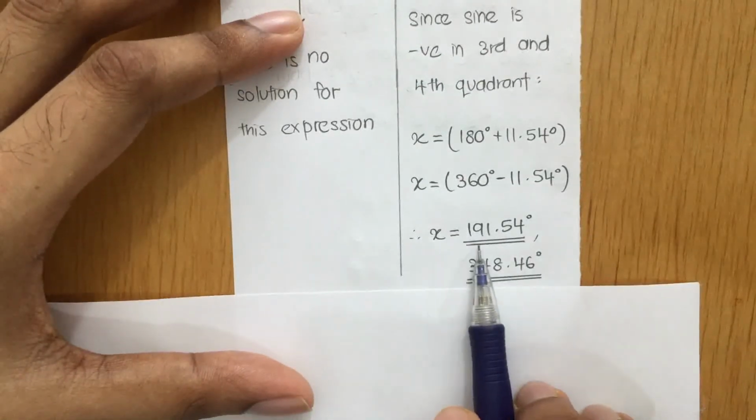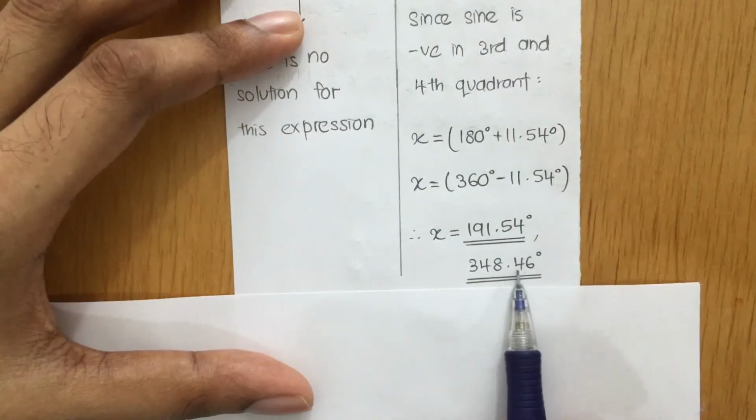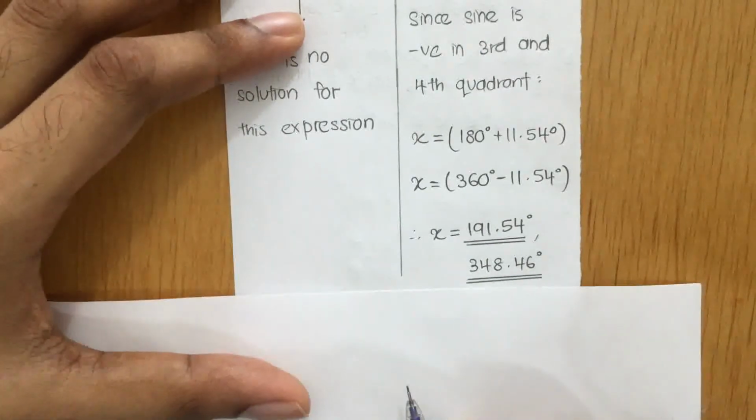x is equal to 191.54 degrees and x is equal to 348.46 degrees. So this is your final answer.